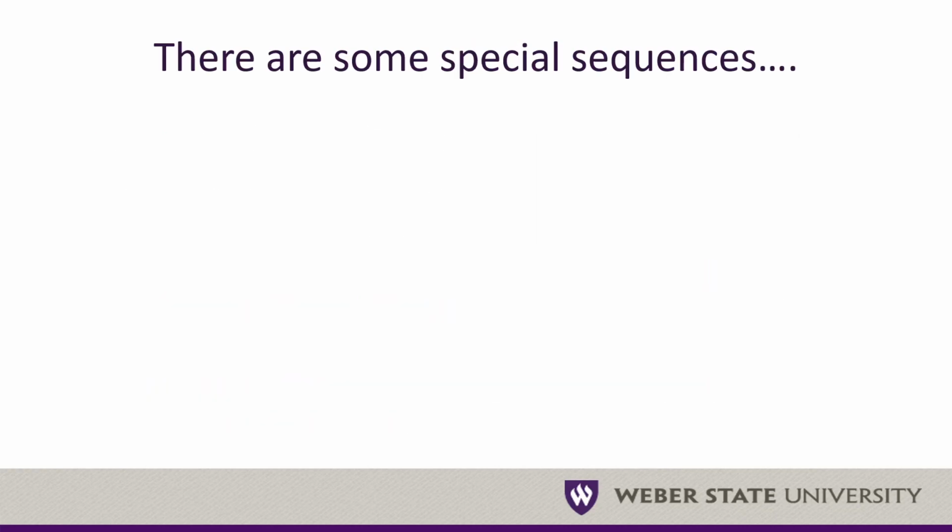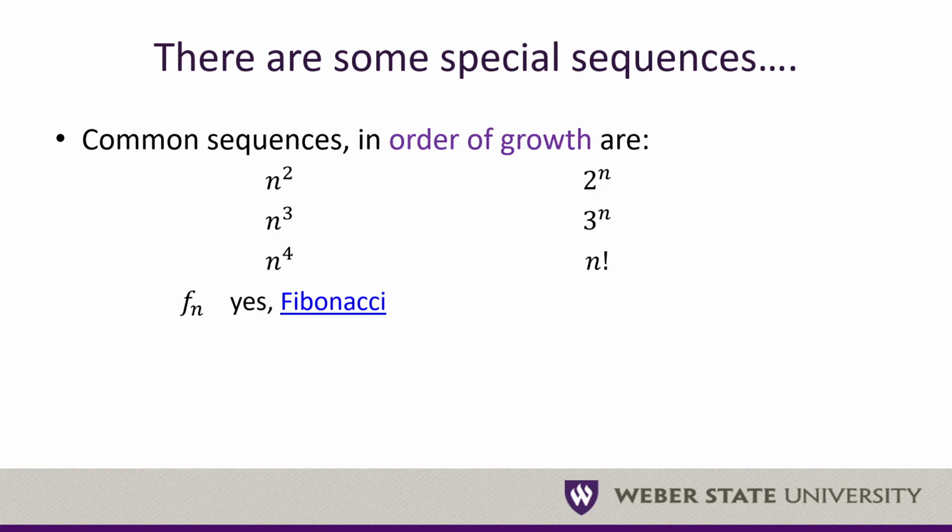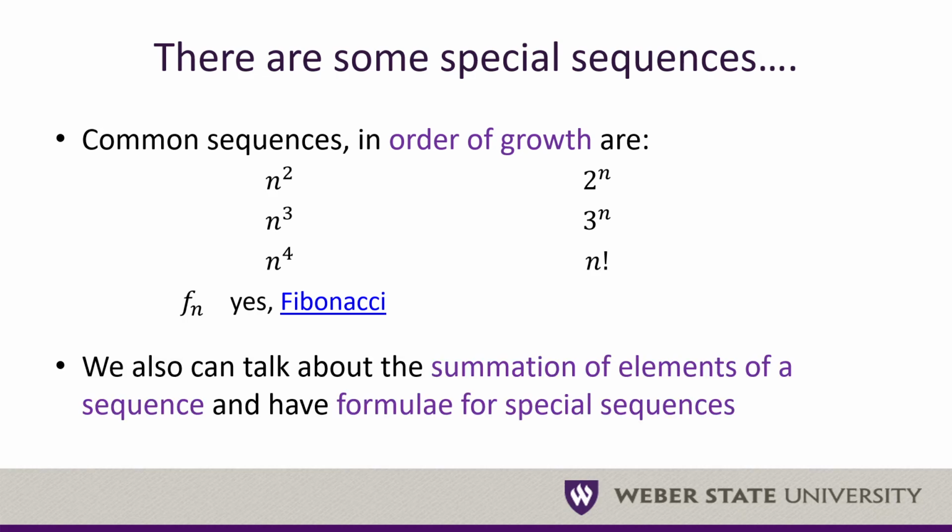There are some special sequences, and we use these for our order of growth. N squared, n cubed, n to the 4th. Fibonacci actually grows faster than any polynomial. But then we've got exponentials, which grow faster than Fibonacci, and finally we had n factorial. So these are columns. Go down the first column, go down the second column, and that's kind of the order that they're in.